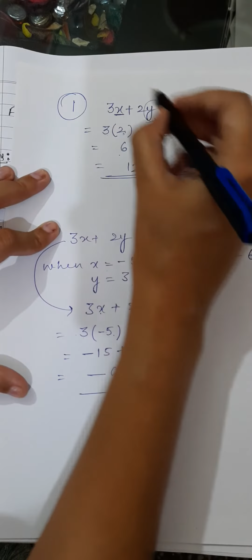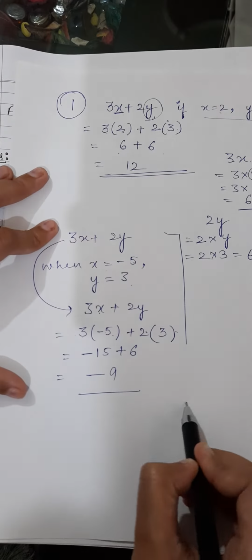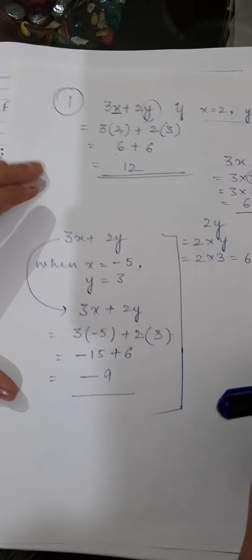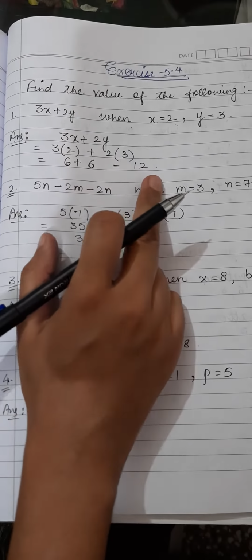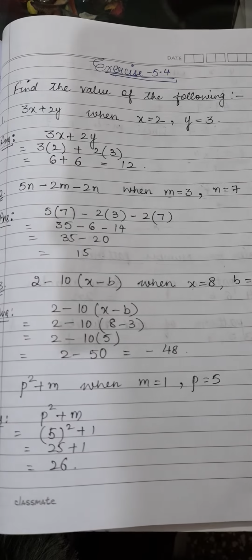So with different values of the variables, a different answer of the expression will come. Right? So this is your first question, which is given by me. You can see the solution of this first question. Place the values and the answer will come. Let's move to the next question.